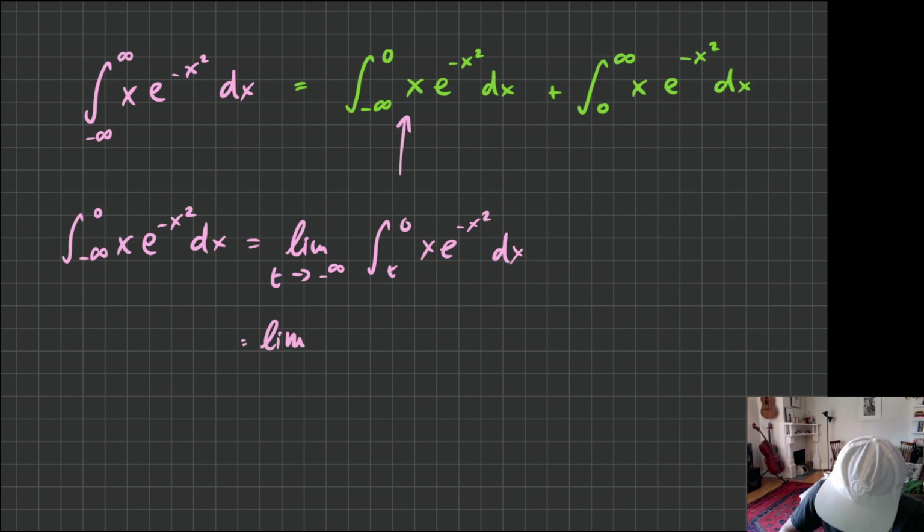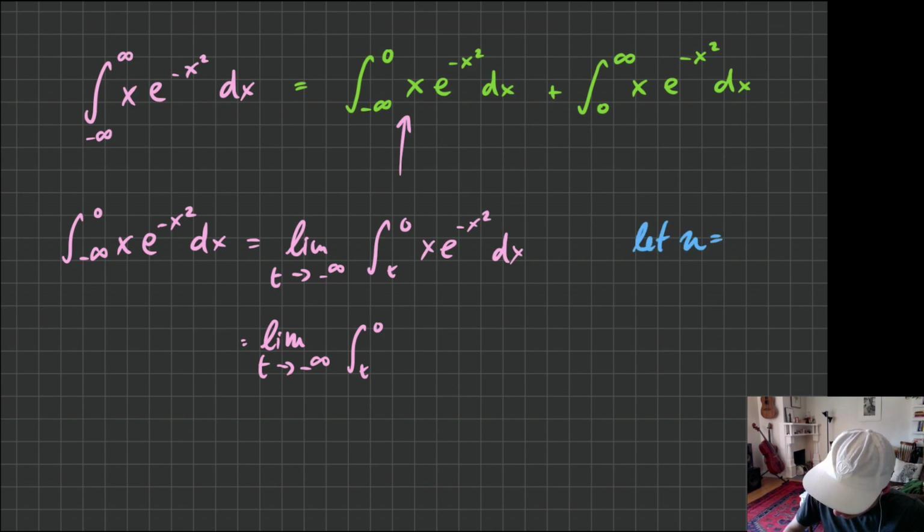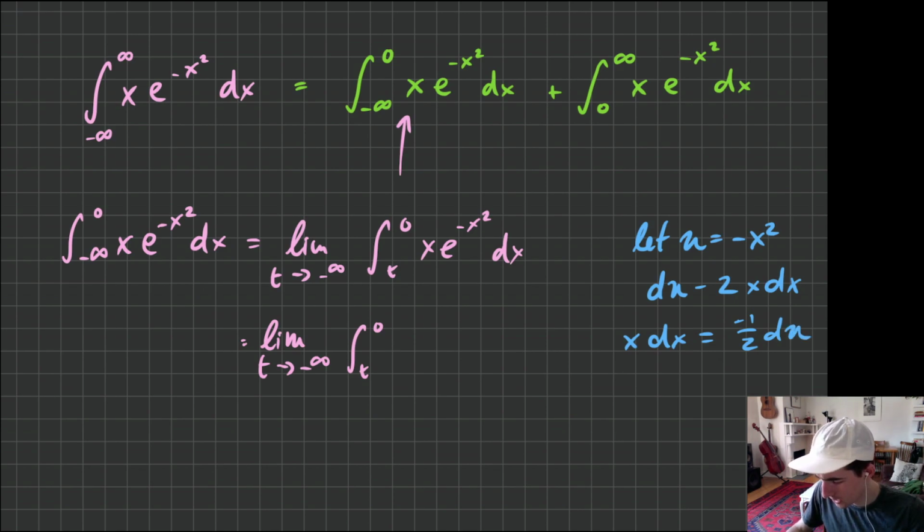So I'll write the limit again as t goes to negative infinity of the integral from t to 0, and then I'm going to say on the side here, let u equal negative x squared. So du is going to be negative 2x dx. And I see an x dx, so I'm going to say that x dx is equal to negative 1/2 du, like that. Are we okay with that?